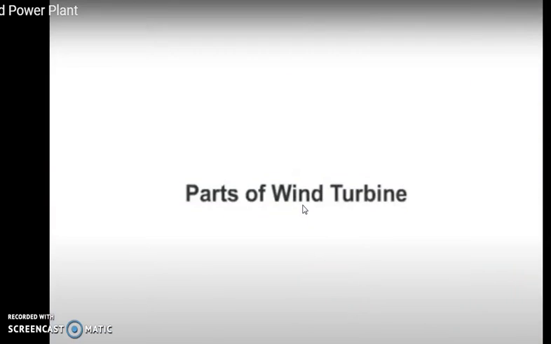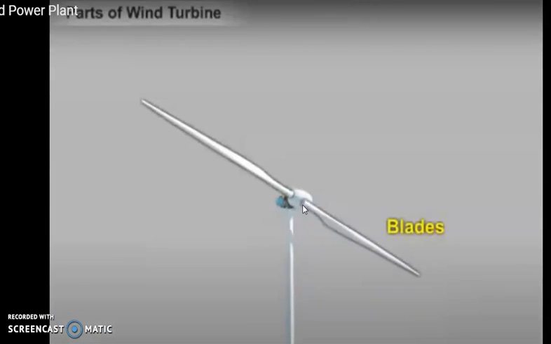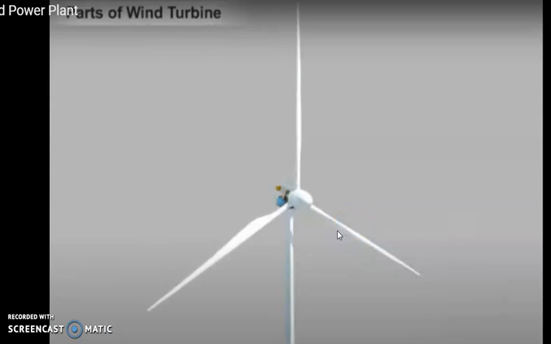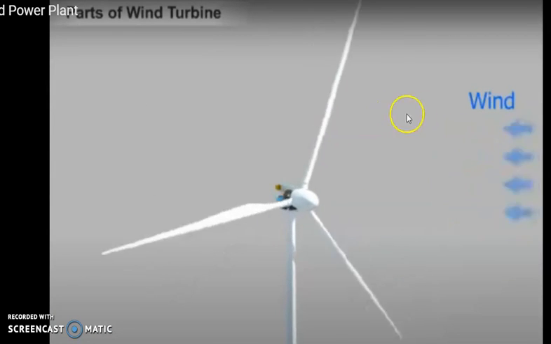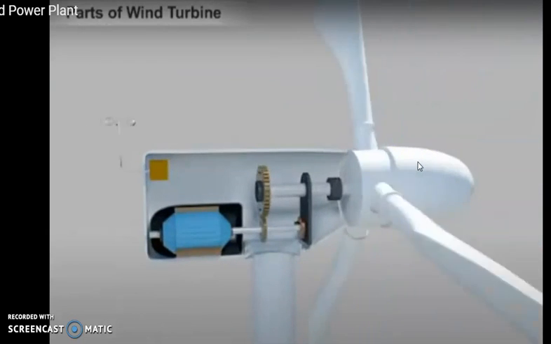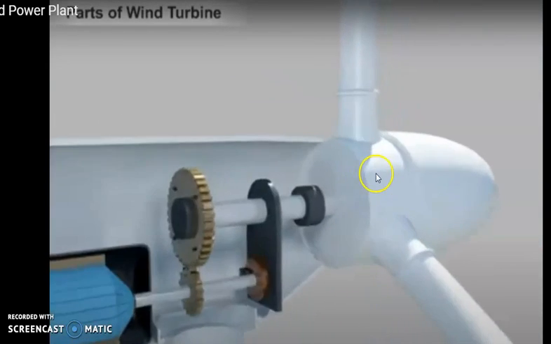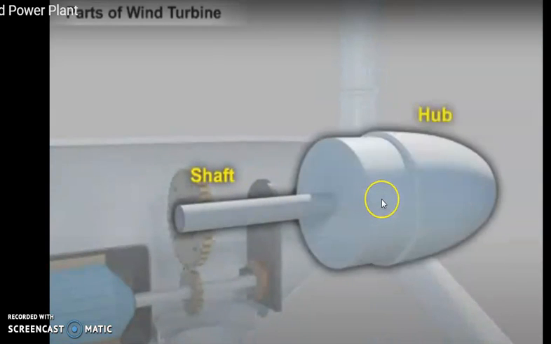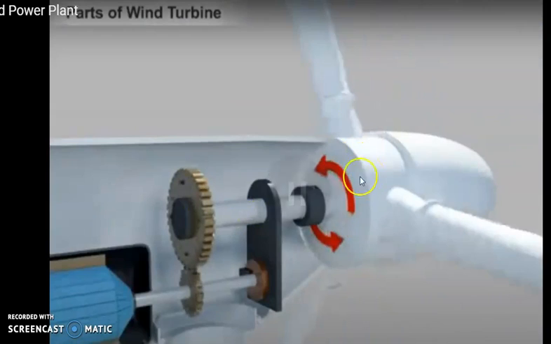Now the main parts of the wind turbine. First, the blades. It may be 2 blades, 3 blades or 4 blades. Whenever the wind comes, the turbine starts rotating. Now you can see this shaft, which is connected between the hub and the gearbox arrangement. Once this turbine starts rotating, all the turbines or blades are connected to the hub system. Once the hub starts rotating, it is connected to the gearbox.